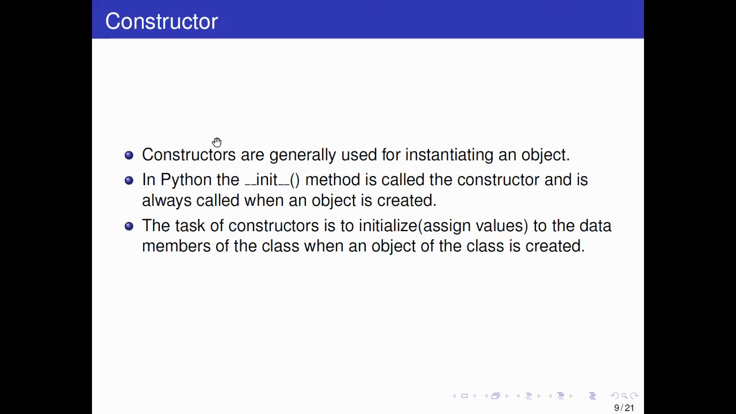So the next topic is constructor. Okay. So constructors are generally used for initializing, instantiating an object. Okay. So in Python, this double underscore init double underscore method is called the constructor. So this is the constructor. Okay. Double underscore init double underscore. This is called constructor and is always called when an object is created.